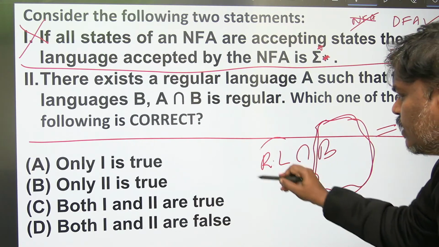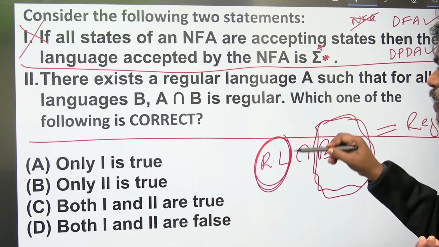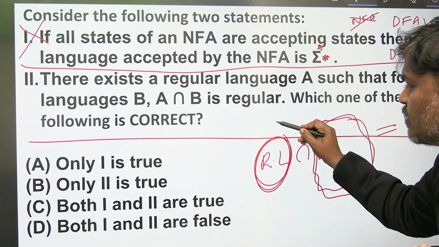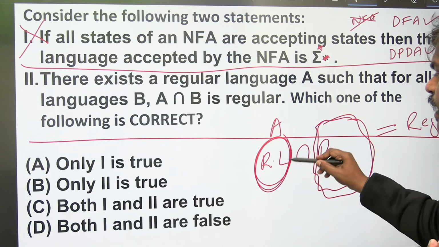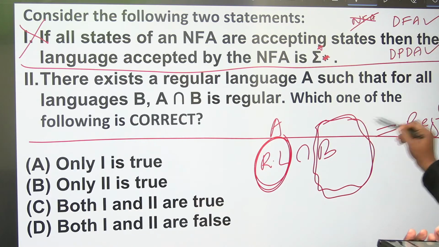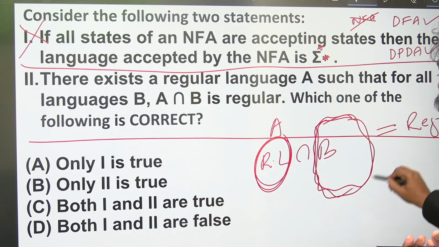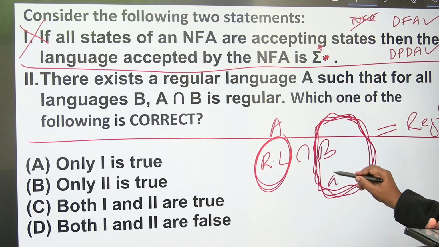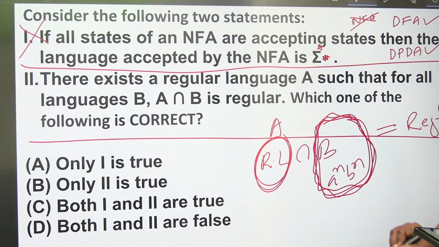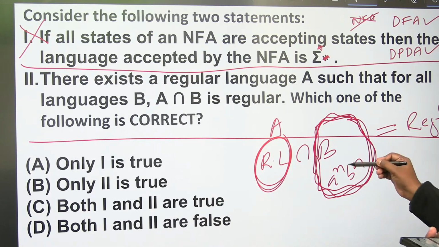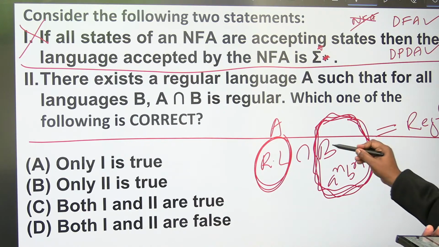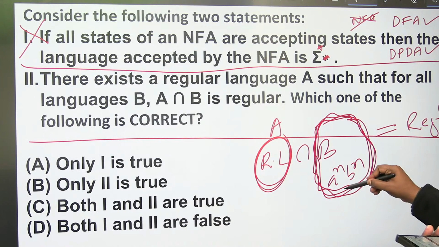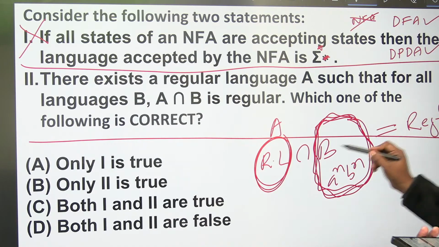You want to say there exists one regular language A such that A intersection B becomes regular for every B. Whatever you want, you can keep here. I think I can keep here a power n, b power n. Still regular will come.